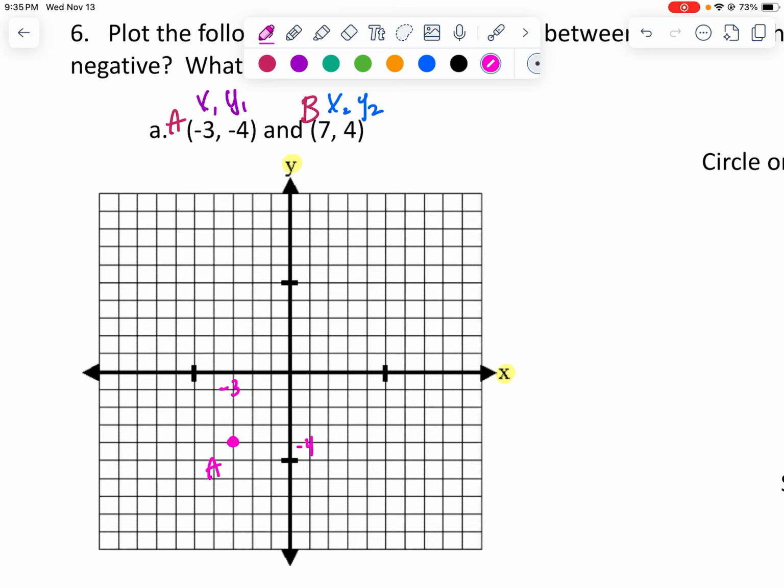And then I'm going to go ahead and look at my point B, which we're going to start at 7. So this is 5, 6, here's 7. And we're going to go up to 4. So then there's my second point, B. Okay, and once I found those points, I can go and connect the line.